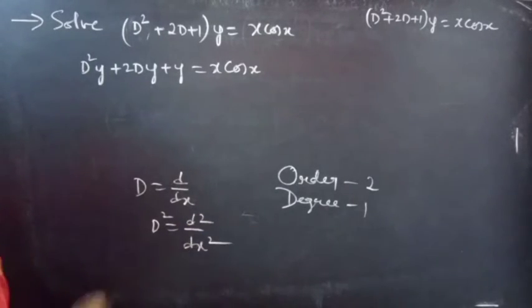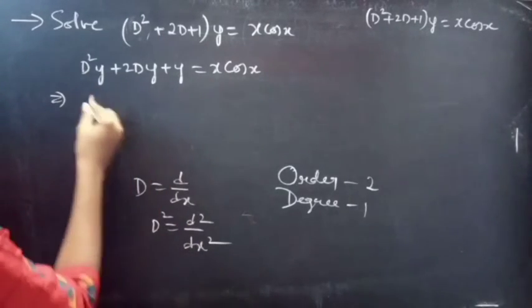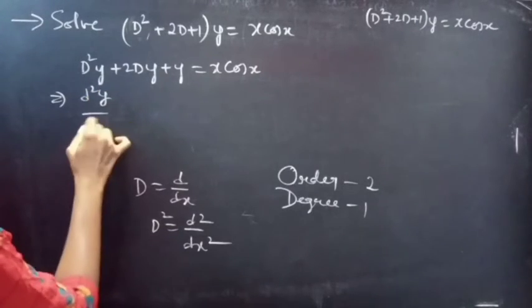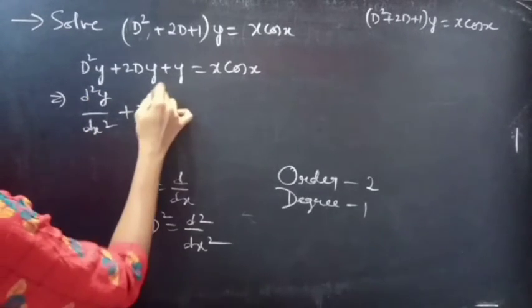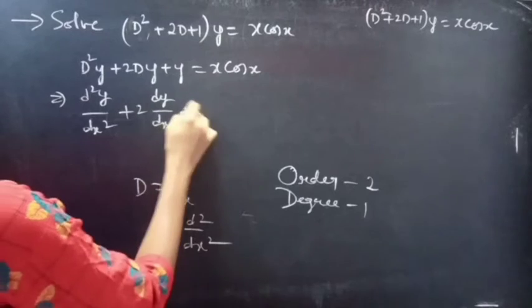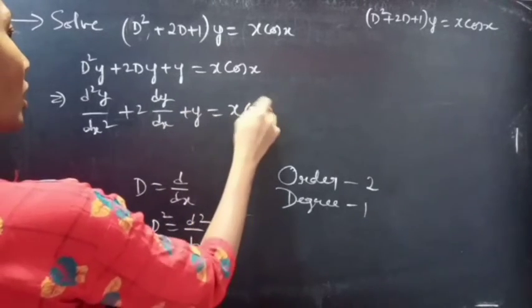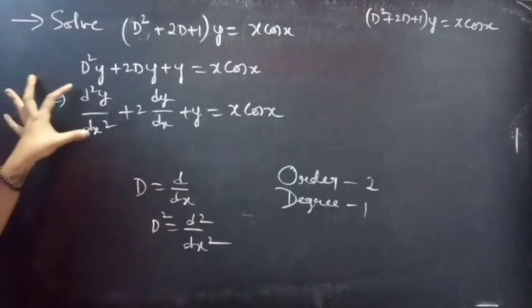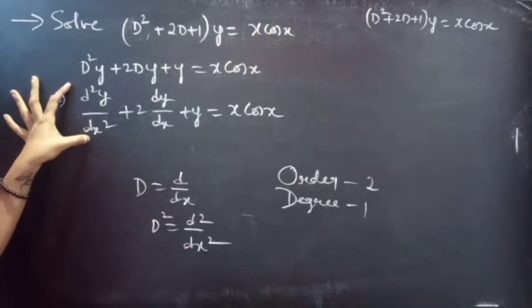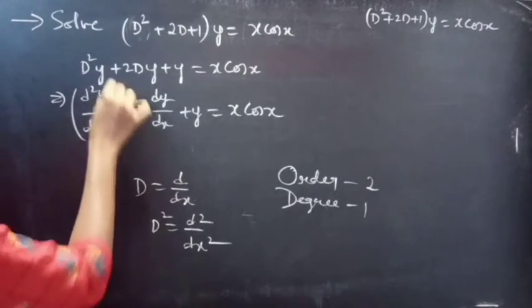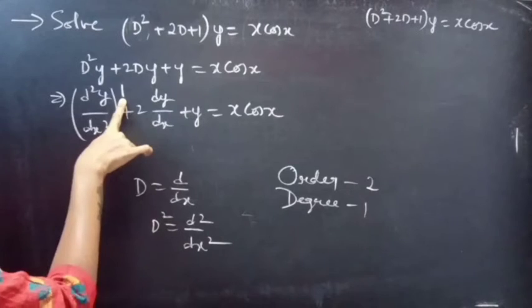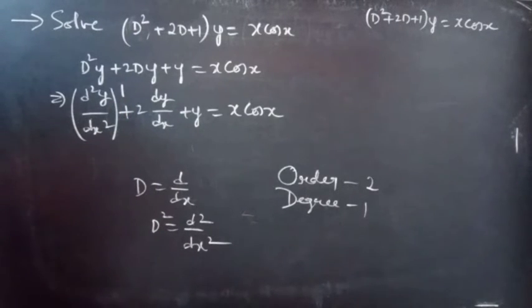d square by dx square. Now we can write our equation as d square y by dx square plus 2 into dy by dx plus y equals x cos x. Here d square y by dx square is the highest derivative, so our order will be 2. And the highest power of the highest derivative is the degree. Degree is 1.